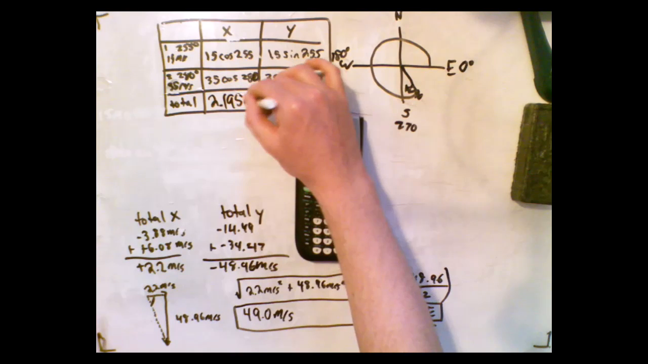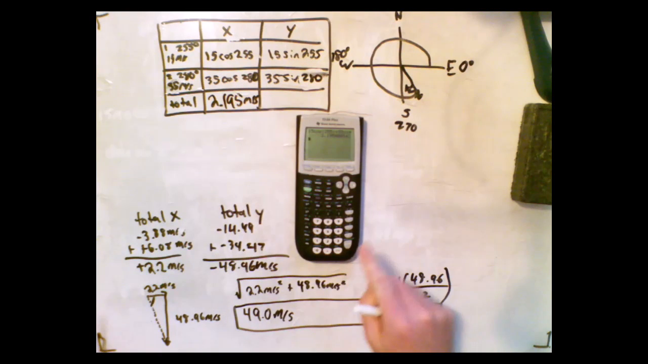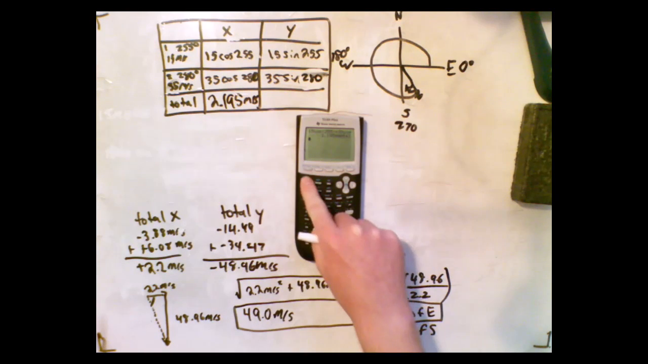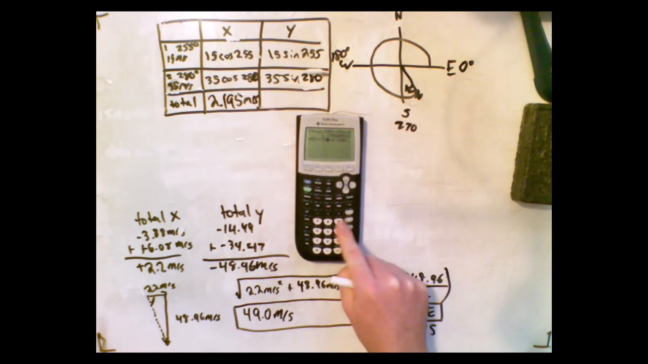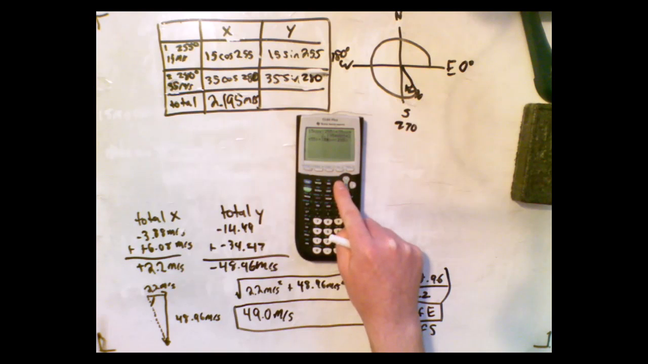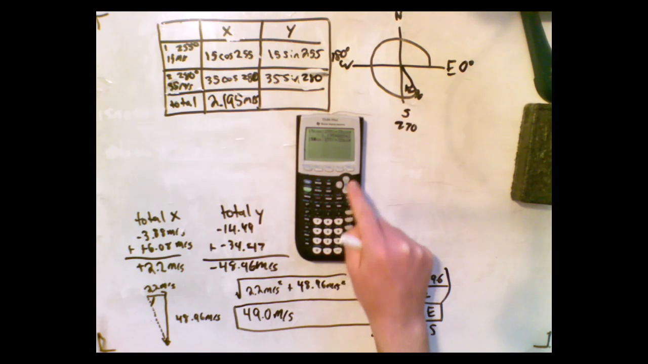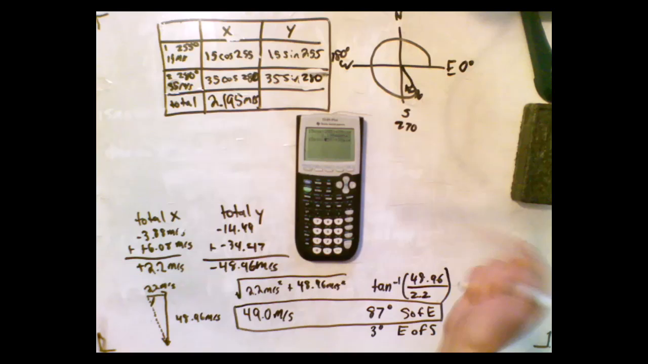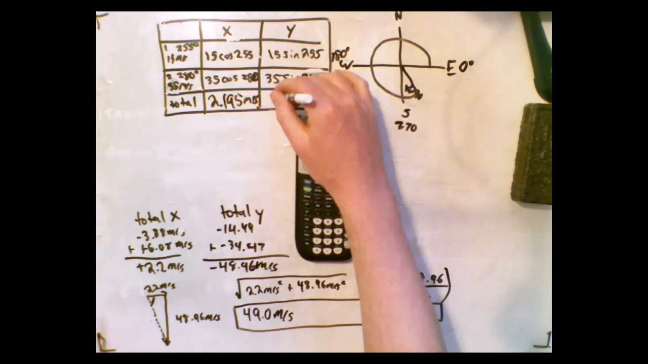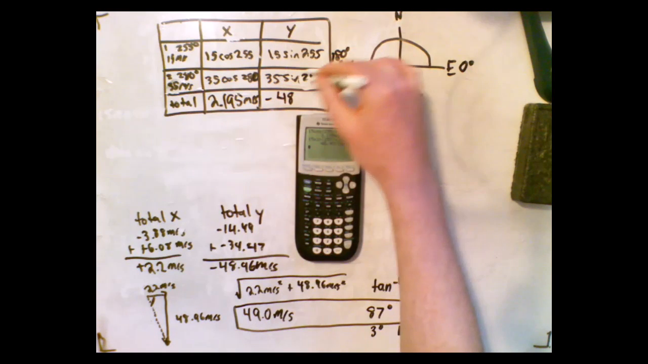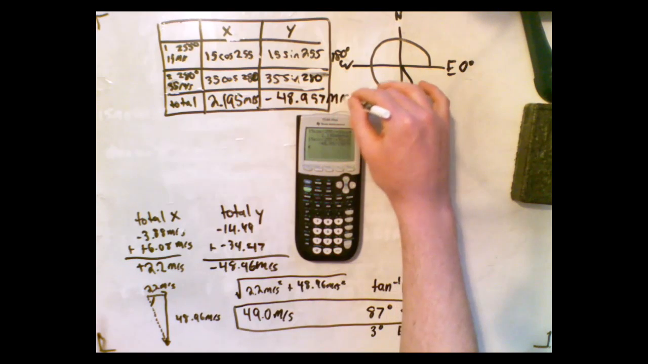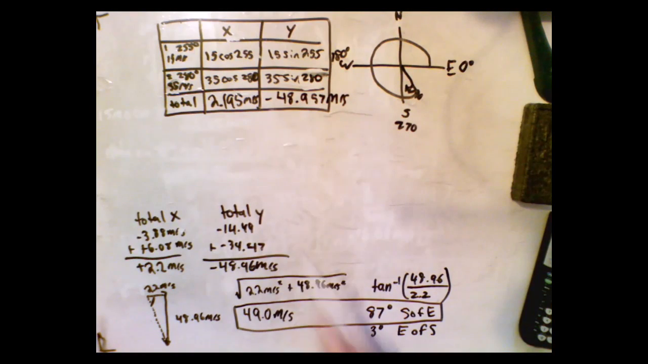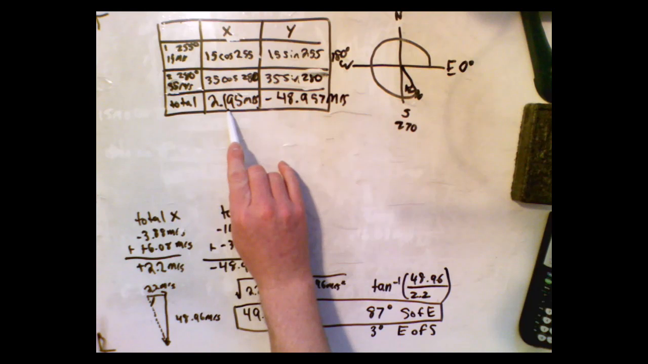2.195 meters per second. A little trick here is if you push second enter, it'll type in the same thing that you just typed in. The only difference between the x and the y is that our y's are sine. So I just go over to cos and switch it to sine, and I go over to cos, switch it to sine, and I end up getting negative 48.957 meters per second. So we look at this answer, 2.195, 2.2.